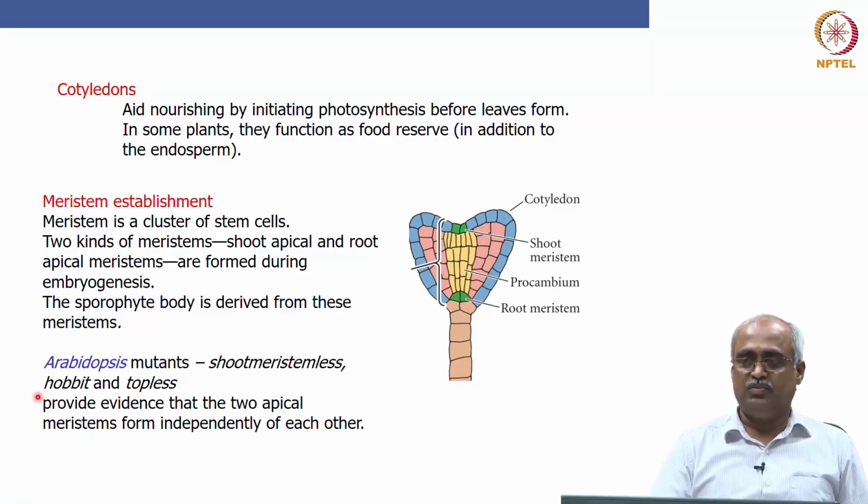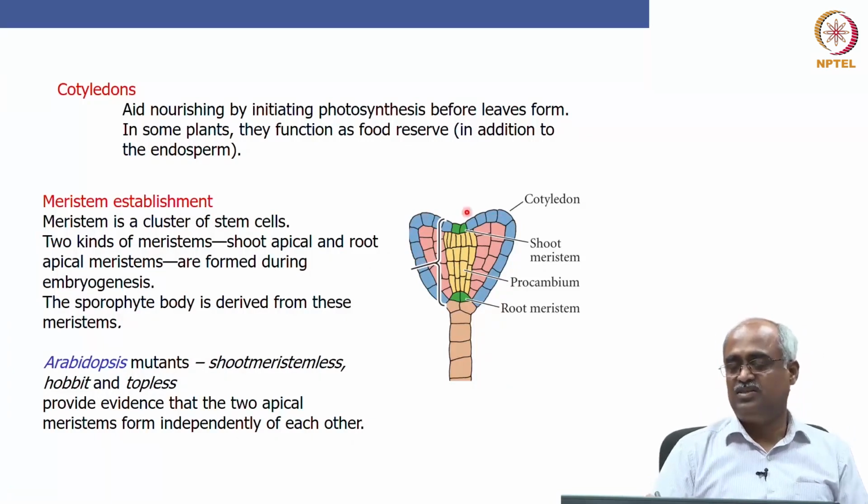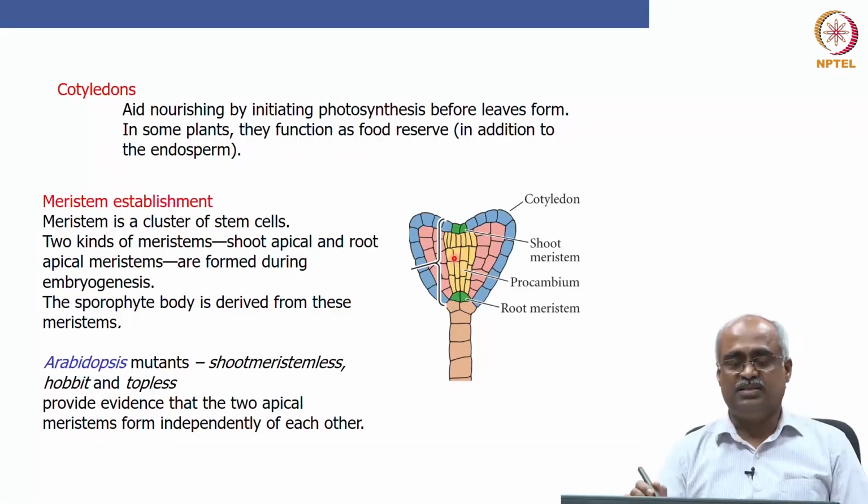I told you that the transition from globular to the next stage, the heart shaped stage, is made obvious by the formation of the cotyledons. When the cotyledons start to form, the globular shape changes into a heart shape because of these two protrusions. By that stage, I told you that the apical basal polarity becomes obvious, and one of the three purposes of embryonic development, setting up the apical meristems, the shoot apical meristem and the root apical meristem, becomes quite obvious by the time of the heart shape.